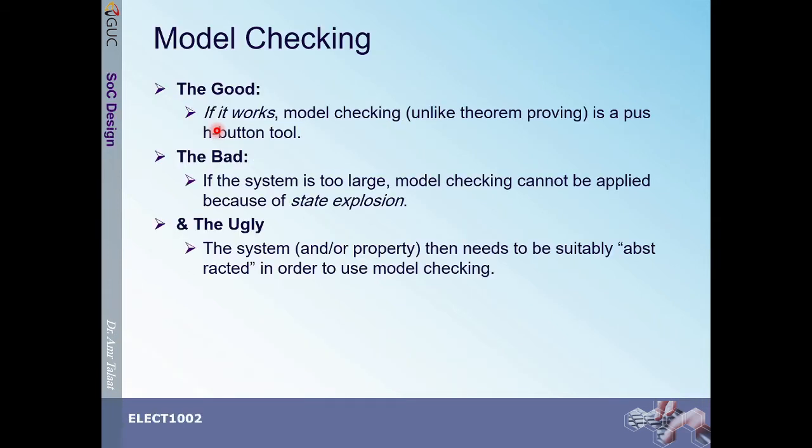So, what's good and bad about model checking? Model checking is good. It's easy to automate. I'll discuss theorem proving right now. The bad is that if the system is too large or if the properties are too complicated, model checking cannot be applied because it will still get state explosion. The ugly about this is that it's very hard for you to define that property.